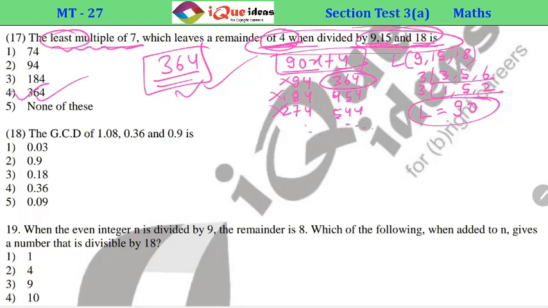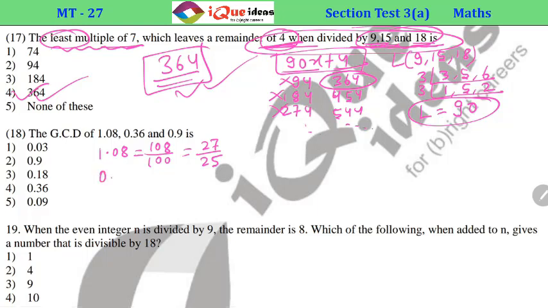The next question says the GCD of 1.08, 0.36 and 0.9. Let's say 1.08 is actually equal to 108 upon 100. Divide by the most common factor, that is 4. So if you divide by 4, it will be 27 by 25. For fractions, when you find LCM or HCF, you have to make sure that there is no common factor between them. Okay. So 108 and 100 have 4 as a common factor, so we have divided by it now.